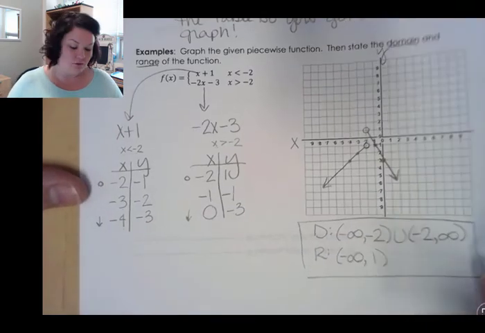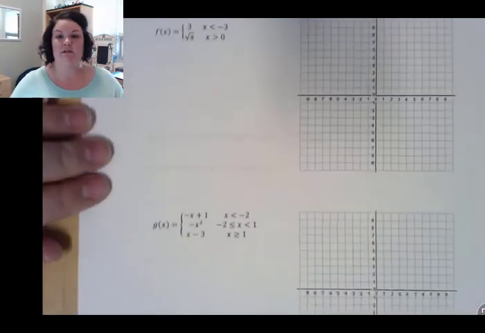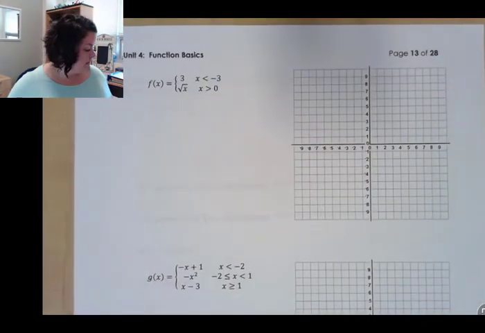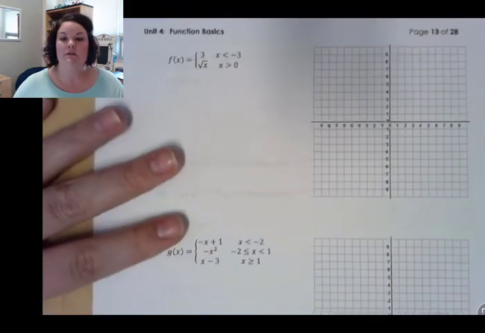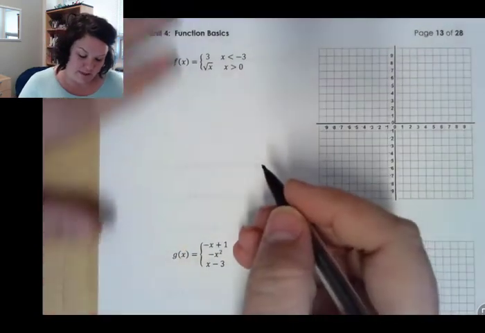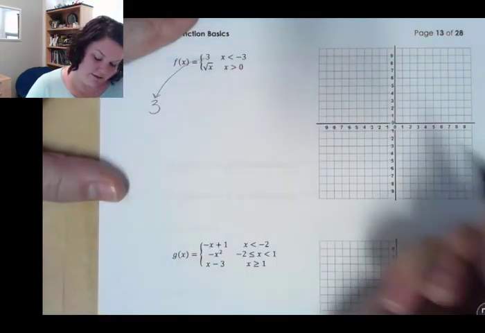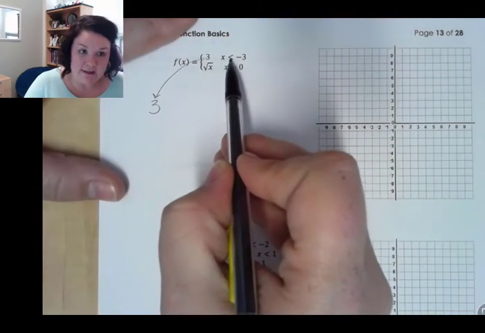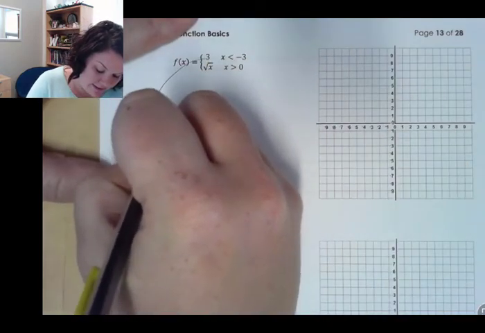All right. I'm going to do 2 more examples, and then I will let you guys try some. Okay. Or try one, I guess. All right. So here we go. First piece. First piece is 3, and this is for x less than -3. X is less than -3.